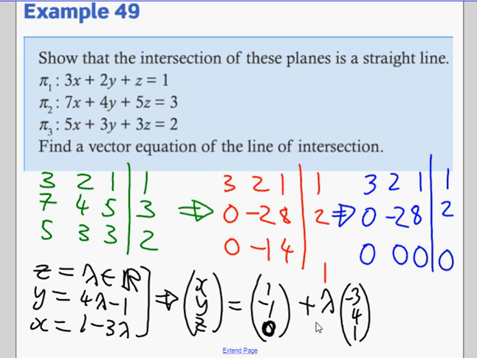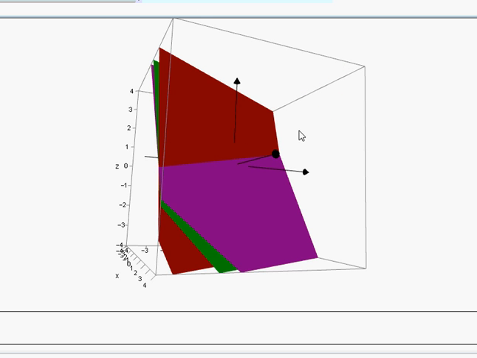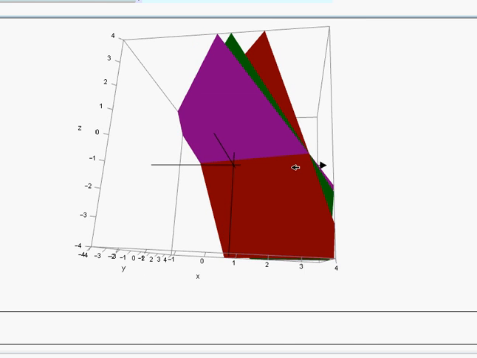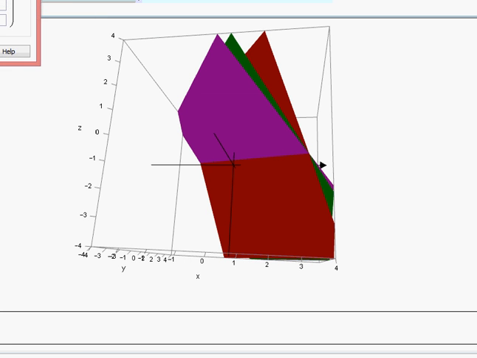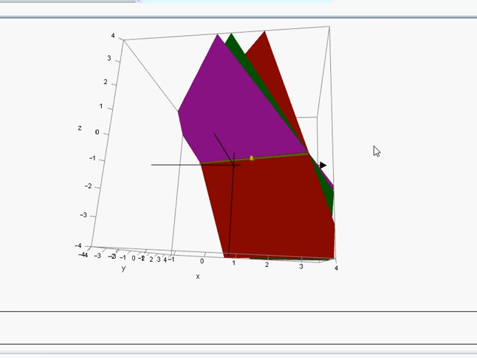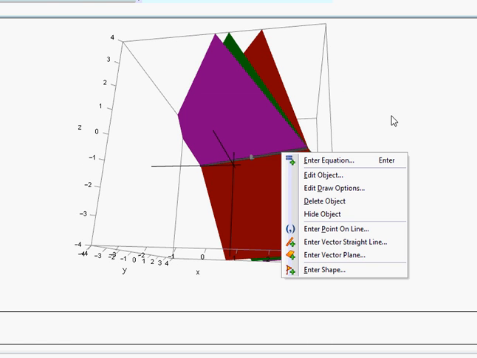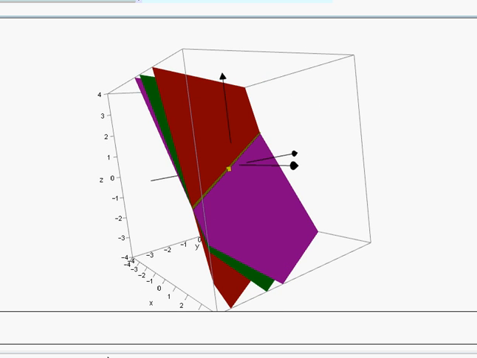And if I go here to Autograph, I've got that one. Those are the three planes. And if I just try to remember what that is, yeah. So if I go here and enter the equation 1, minus 1, 0, minus 3, 4, 1, you can see the line right there. Hope you can see that. Line of intersection. Okay.